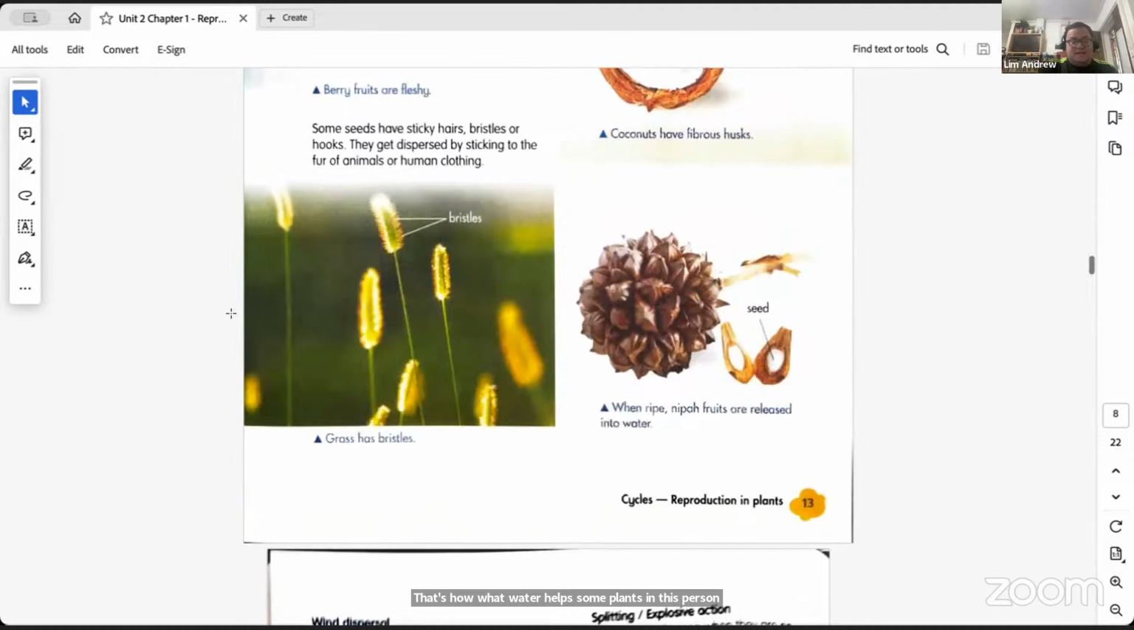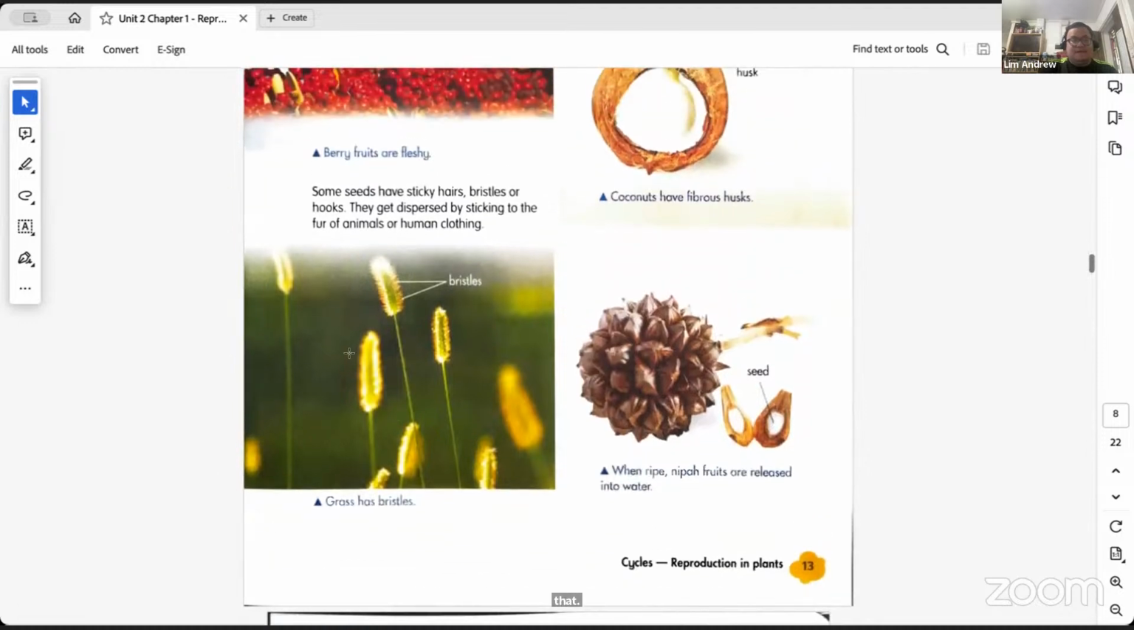All right. Then we have humans or animal involvement, whereby some seeds have sticky hair, so they will get stuck on the hands of humans or the legs of animals. When we walk away, as time goes by, the seeds will fall off onto a new location.